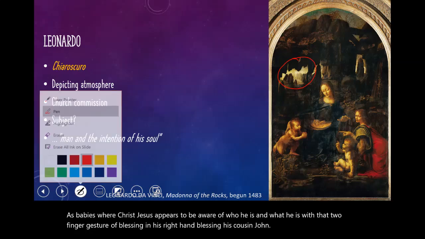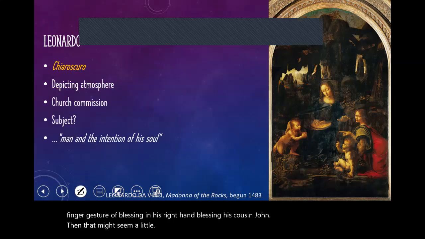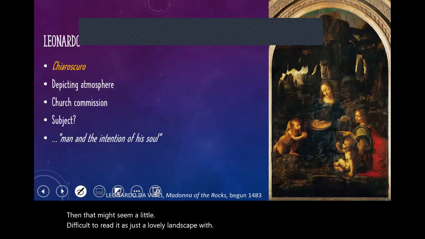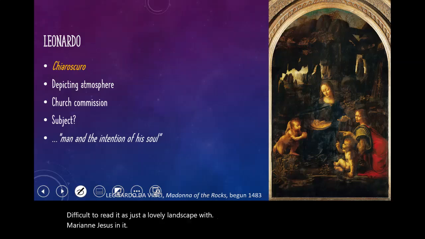Then that might seem a little difficult to read it as just a lovely landscape with Mary and Jesus in it. Two, remember with Renaissance paintings, we're given clues, right? That could be symbols. It could also be gestures and gazes.